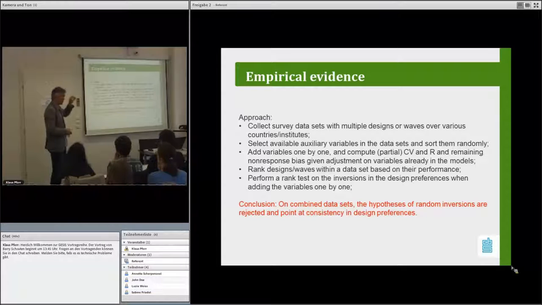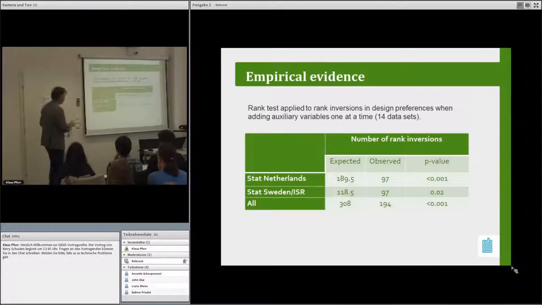So this was a joint effort with Statistics Sweden and Michigan University. We had a lot of data sets. And when we pooled them over institutions, we actually found that the rank inversions were not at all random, so they stick. We find some evidence on one variable that a design is better, and it seems to be the case for other variables as well. So here it looks very strong, even. I mean, beta is very small. I think I'm going to skip this one.